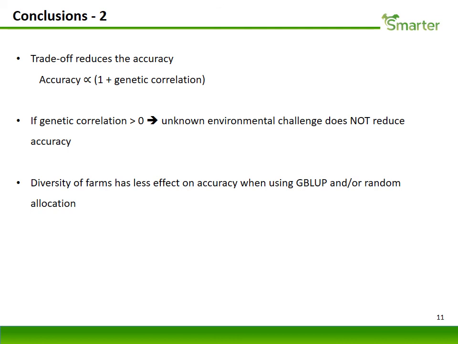In addition, an existing trade-off between resilience and performance reduces the accuracy. In fact, life is easy if there is no trade-off, as we don't need to know the challenge levels for animals. Finally, using GBLOB or random allocation can help us obtain good accuracy even in the presence of trade-off and unknown environmental challenge levels.